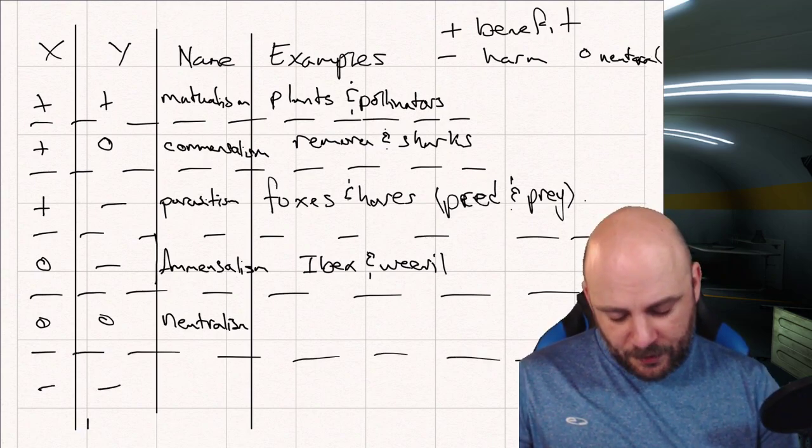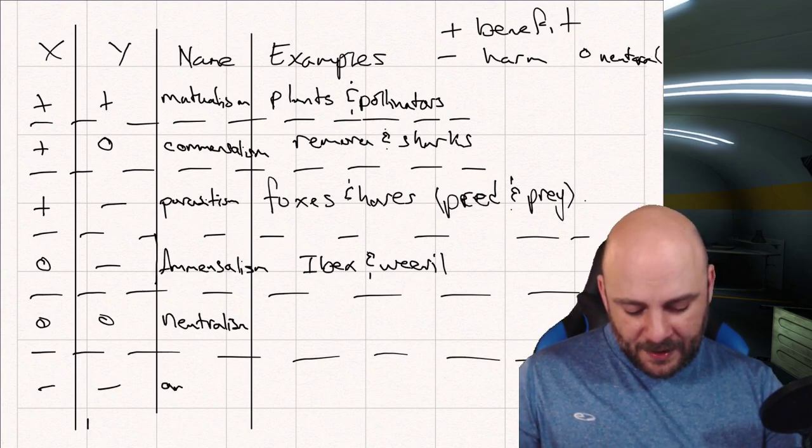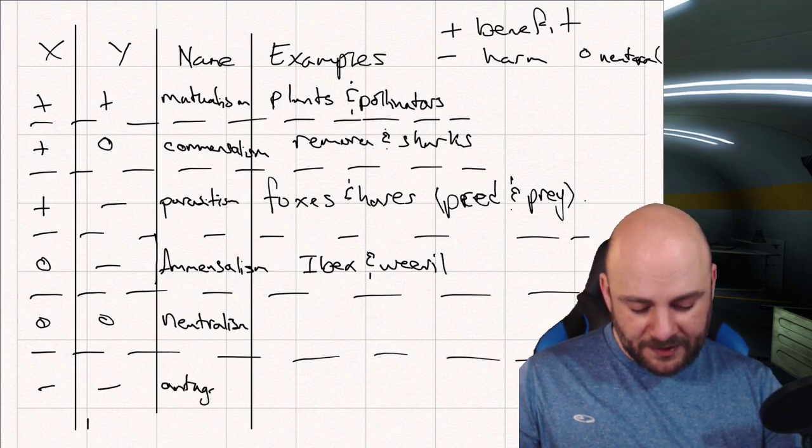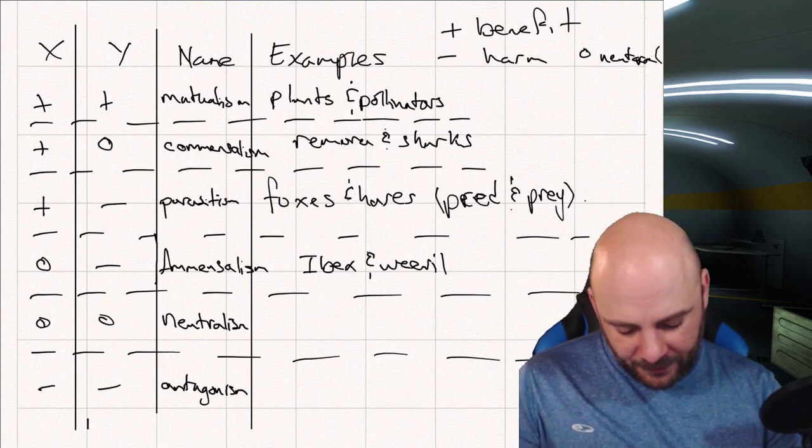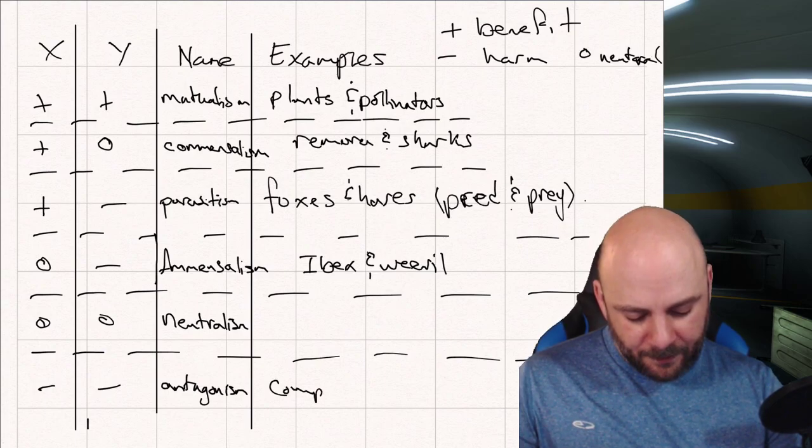And the last one is both negative. And this is called competition, but I'm going to call it antagonism because I love having isms everywhere. Okay. But I'm going to write right here, competing species.